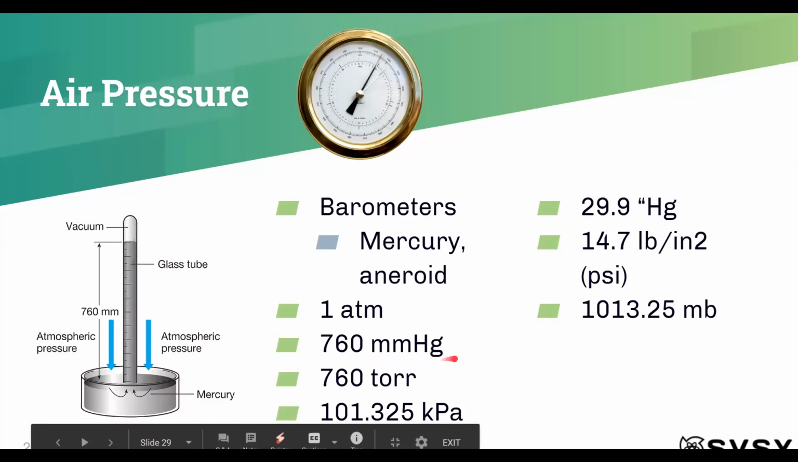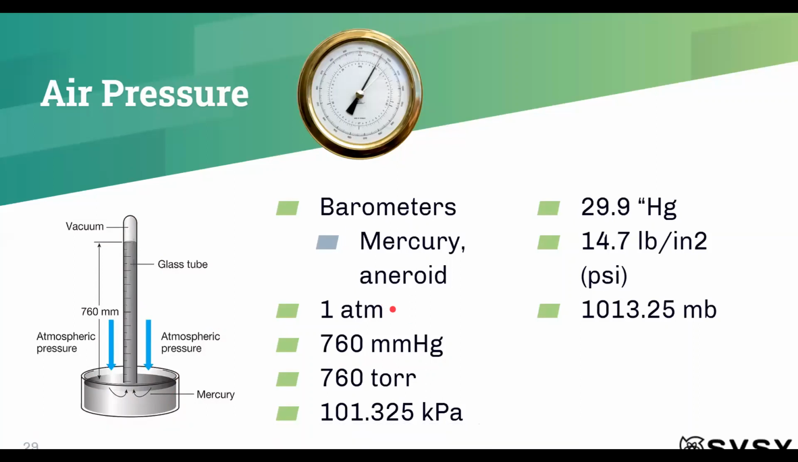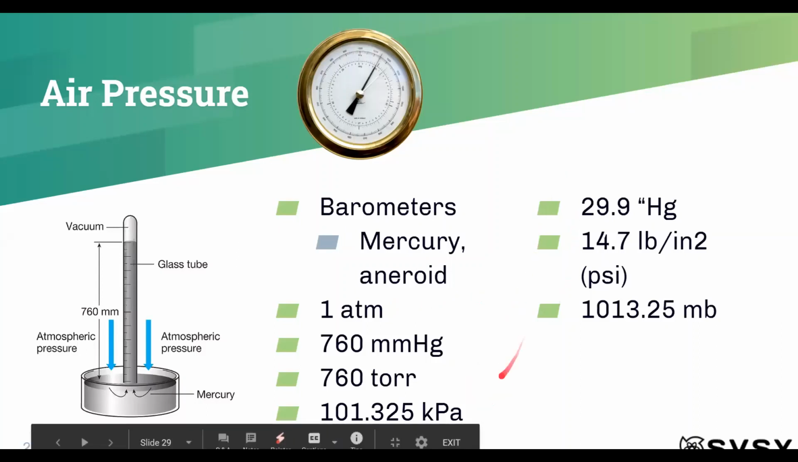Hg is the atomic symbol for mercury. That is equivalent to 1 atmosphere, which is probably the easiest unit to understand. It's the amount of pressure, like 1 atmosphere's worth of pressure. And this is also equal to all these other values, which I'll be talking about a little later.